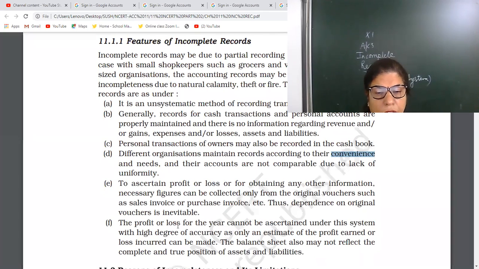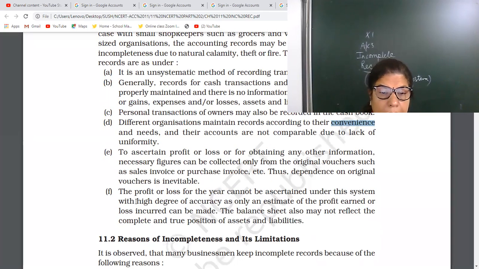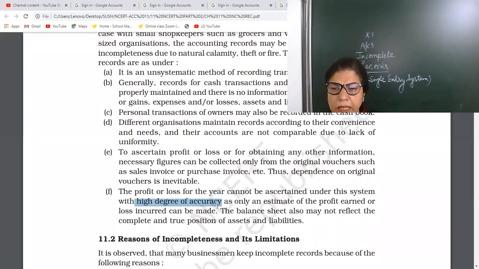Then profit cannot be understood with a high degree of accuracy. That is the point which I want to explain. If a businessman is maintaining records on the basis of incomplete record system, there may be the possibility of inaccuracy, because generally what they do, they estimate their assets and liabilities, they estimate their capital, they estimate their profits. So how can we find out the accurate figures?